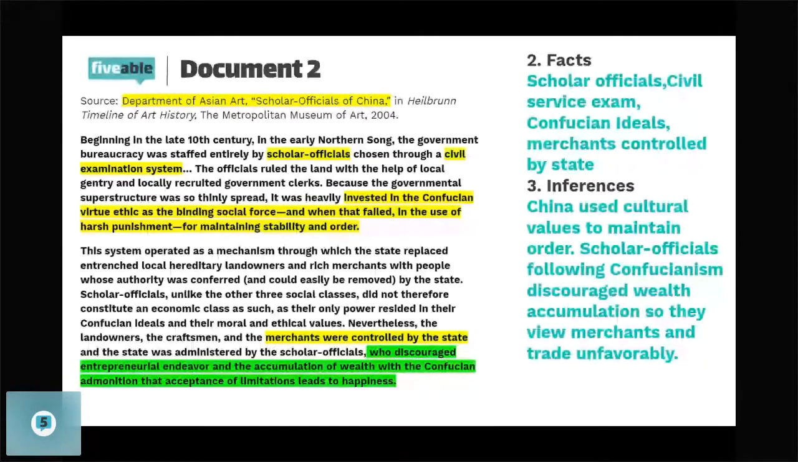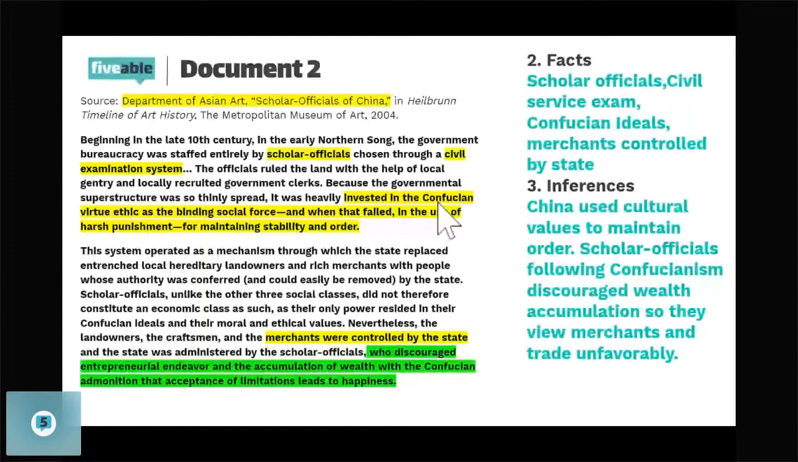Okay, so I highlighted this for sure. So we know their governmental system used Confucian virtues as their ethics, and it's a binding social force, right? So this is how they're kind of keeping people in line. Now, if that failed, they used harsh punishments. Okay, so we're trying to see kind of those cultural views, all right? So I'm guessing Confucianism is going to have a say on merchants. Okay. All right, so it's really down at the bottom where I highlighted.